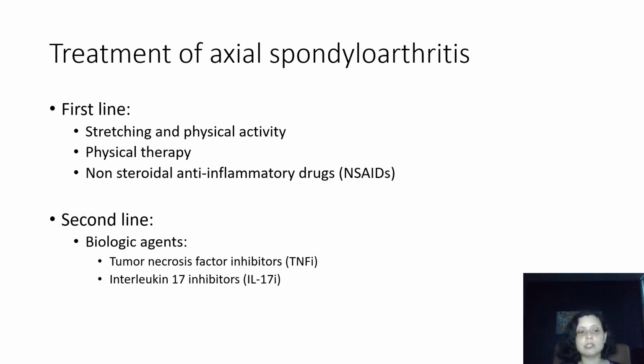Treatment of axial spondyloarthritis is pretty straightforward. So the first line is stretching, physical activity, physical therapy, and trying NSAIDs. If that fails, remember, no use of methotrexate or sulfasalazine. You have to go with big guns like biologic agents like Humira, right? Like Remicade.